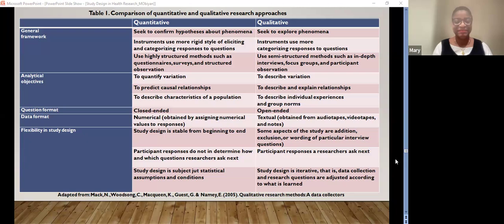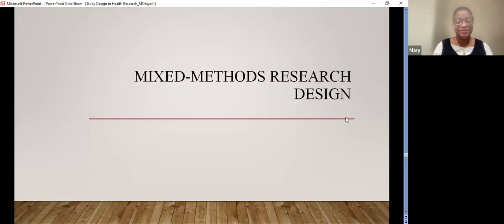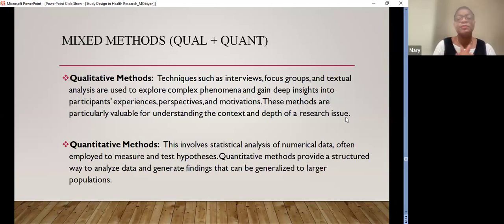Next slide, please. This is going to be very fast, because of what I've seen on the screen. Your MIS method is your qual plus quant, qualitative plus quantitative.